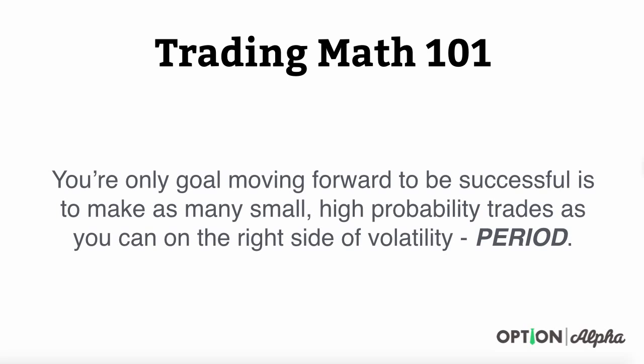Just understanding if implied volatility is low or relatively high so that you know if the market can expand in price or can contract in price. Remember that we want to sell options when implied volatility is high, and we want to buy them when implied volatility is low.